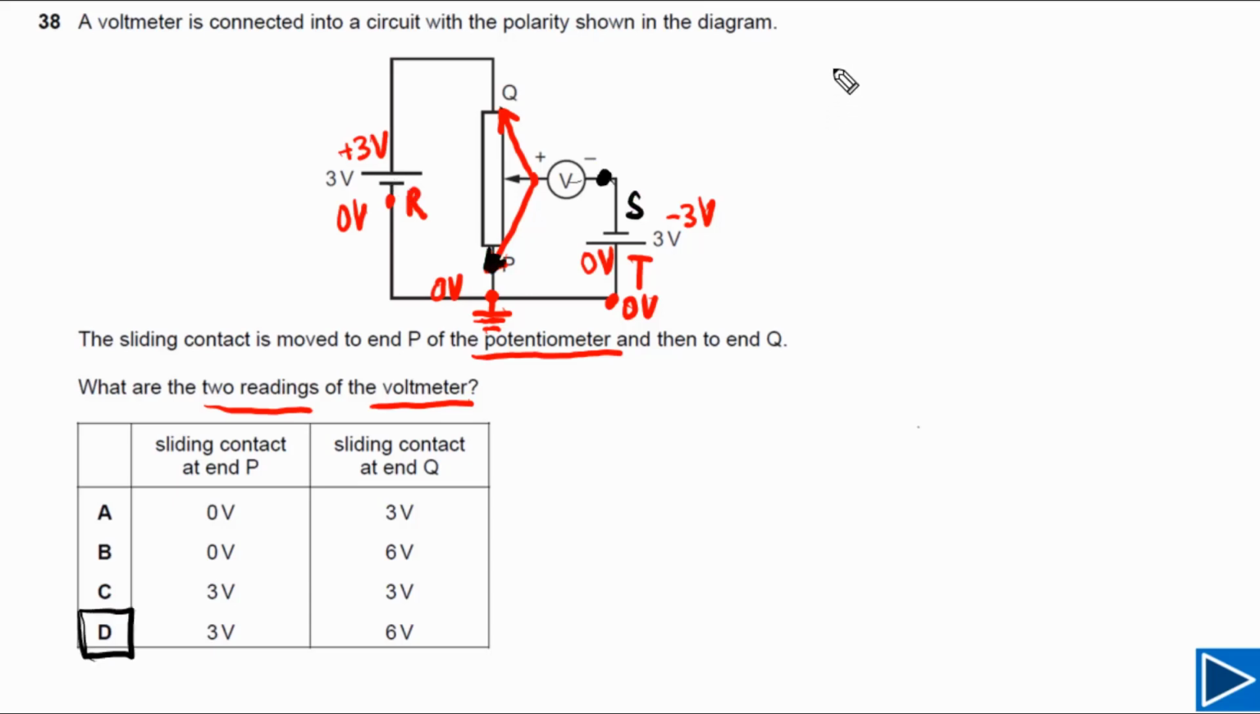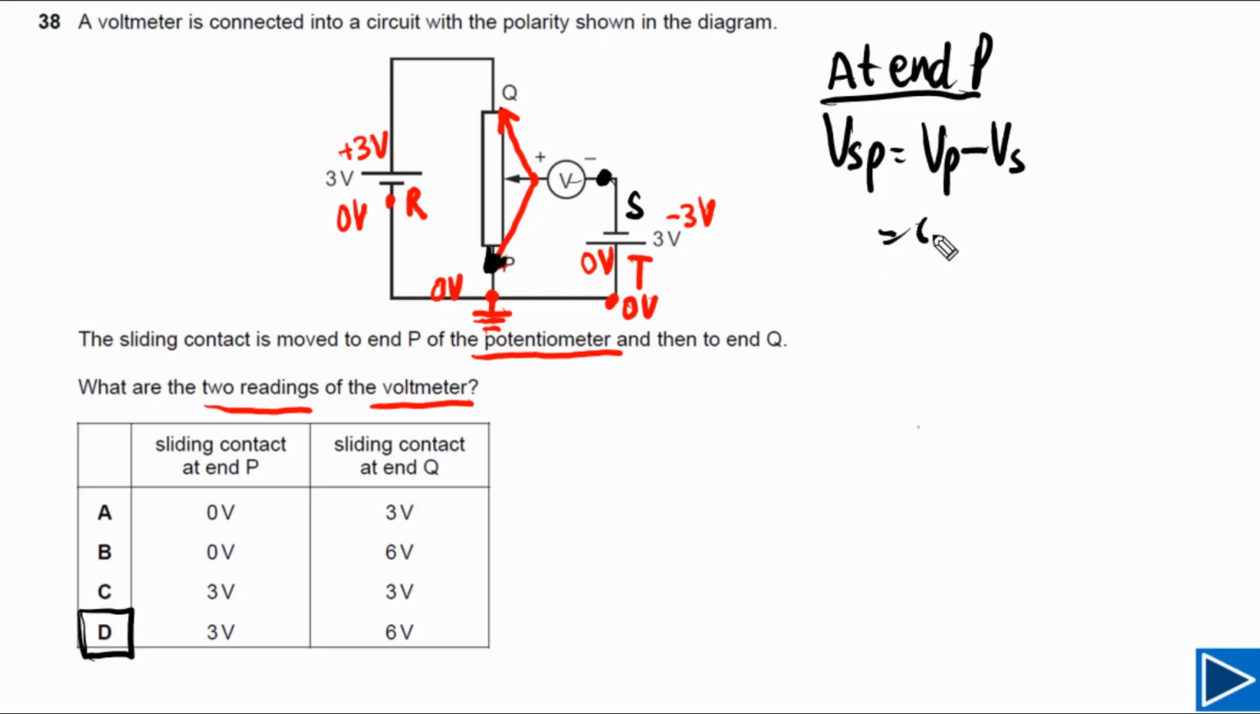Let's find the voltmeter reading when the sliding contact is at P. When the sliding contact is connected here, the voltmeter reading is simply equal to the potential difference between point P and point S. So we can write this as the potential at point P minus the potential at point S. The potential at P is 0 volts, and the potential at point S is negative 3 volts. So simply our final answer is 3 volts.